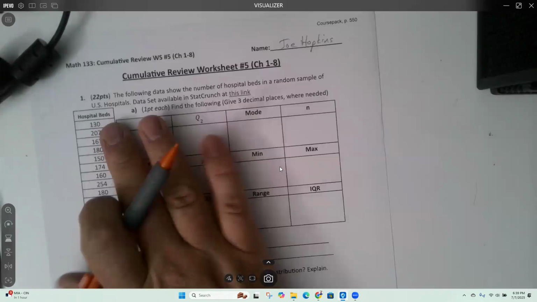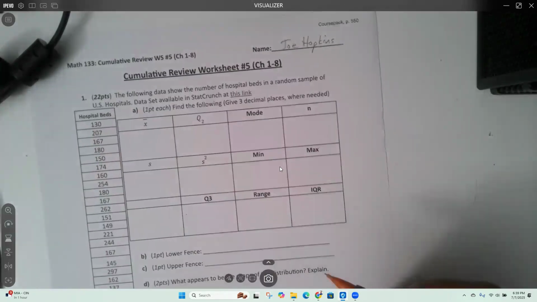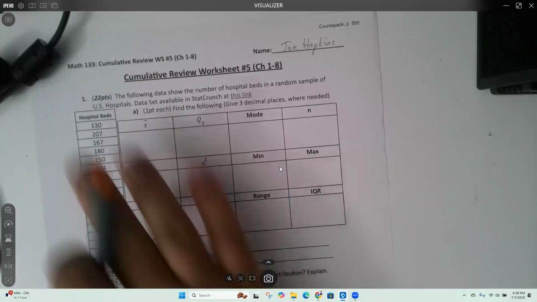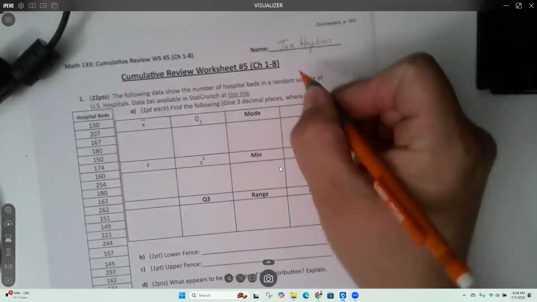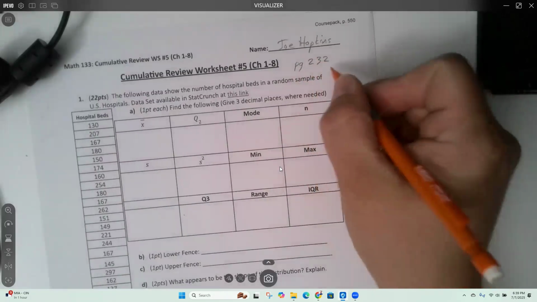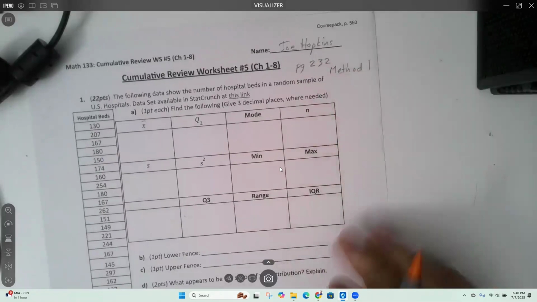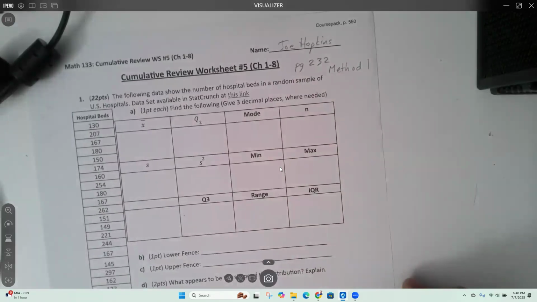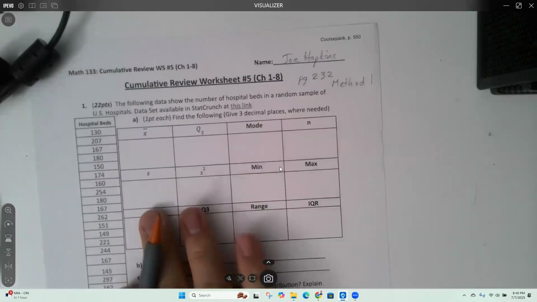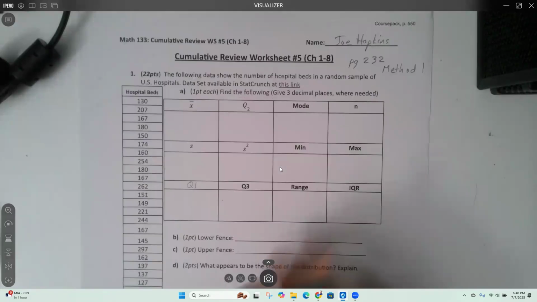So we have our raw data here. And when we're trying to find mean and standard deviation, we had three different methods depending on what we have. In this case, this is the raw data. On page 232, there were three methods we talked about, and this one is method one. That's what you're gonna do if you have the raw data. This spot right here, by the way, is supposed to be Q1. We left it blank. Sorry about that.